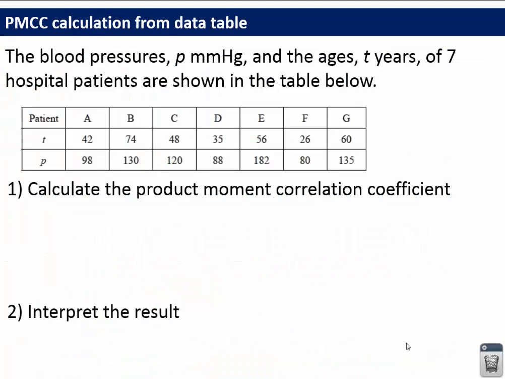Okay, for this next question, we are going to calculate the product moment correlation coefficient, also known as R, from a table of data. Now, in this question, the blood pressure, P, and the ages, T, of 7 hospital patients are shown in the table below. Now, we're going to calculate the product moment correlation coefficient using the calculator.